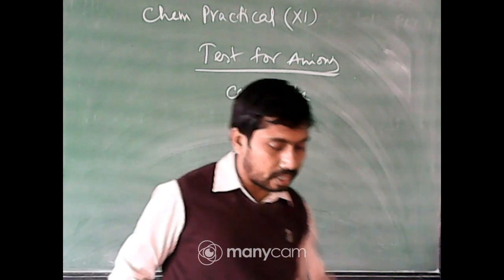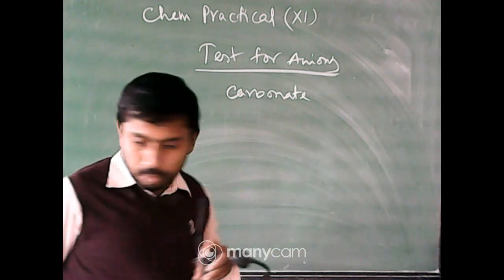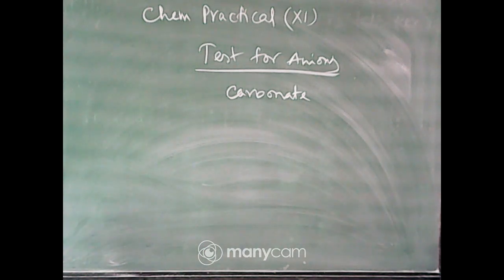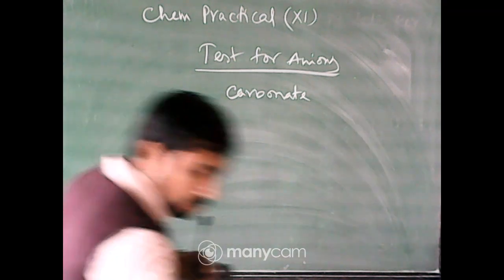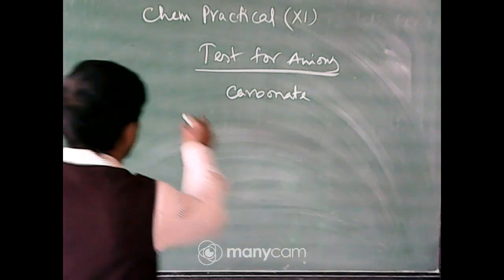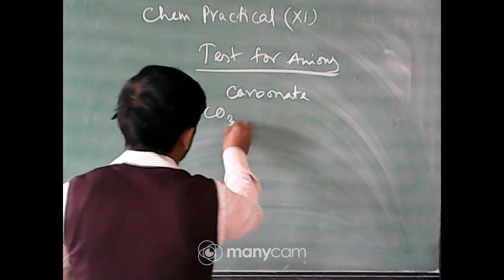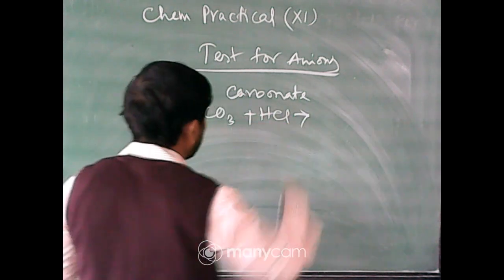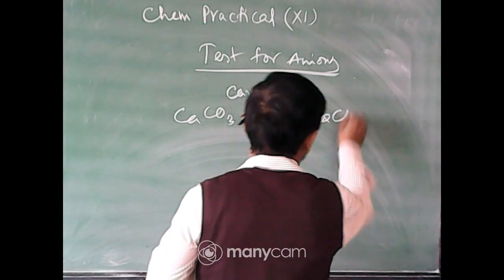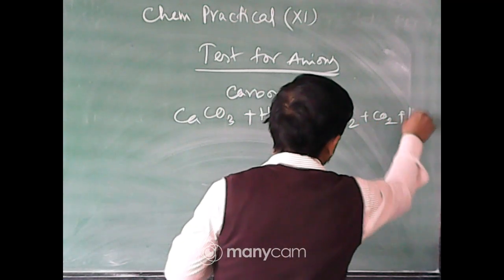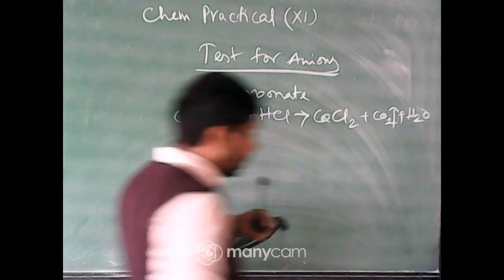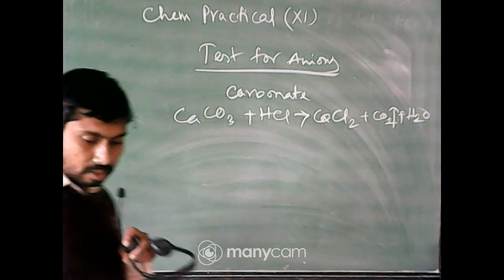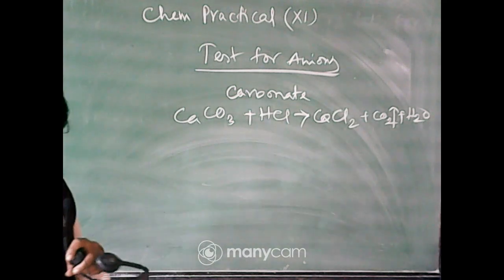Let's move to the second experiment. So this was for carbonate. Now what is the reaction responsible here? It is the carbonate and acid. CaCO3 plus HCl gives CaCl2 plus CO2 plus H2O. This CO2 forms in the form of bubbles. Clear?